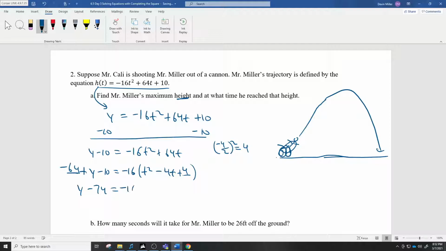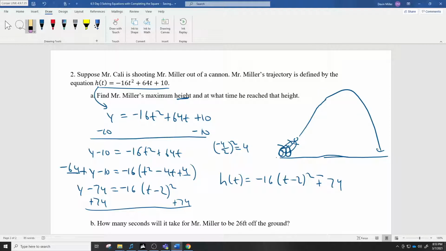Negative 16, we can factor this. This would be t minus 2 squared. And then we would add over the 74. Okay, so I'm not going to use the y again. I'm going to go back and use my h of t. So h of t would be negative 16 times t minus 2 squared plus 74.